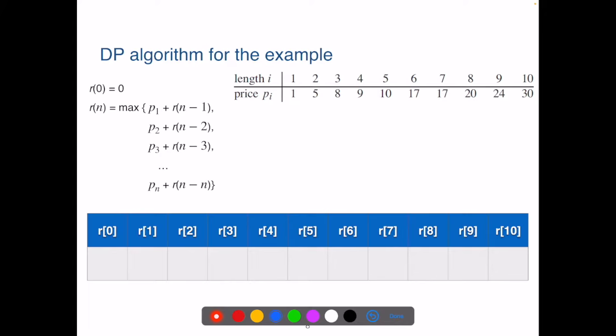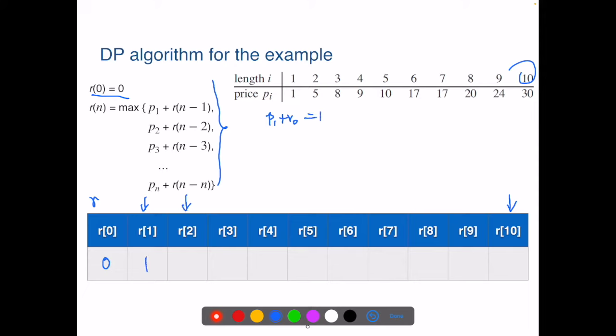So similar to the coin change problem we saw before, we can use a list R to store the result of a problem with an input i. For instance, if the total length is 10, we compute R0 all the way to R10. So we're going to use this recurrence relation to figure out all the R values. We start from R0, which is the base case. Now for R1, there is only one option, P1 plus R0, which is 1.